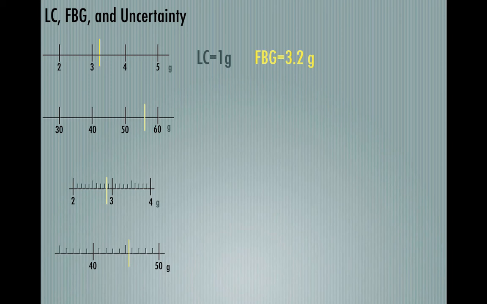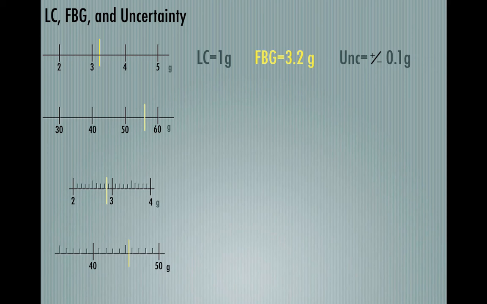Well, if you look at the 3.2, where's the guess? The 0.2. And the guess is the thing that you're uncertain about. So your uncertainty is in the same place as your guess, and you get an uncertainty of plus or minus 0.1 grams. You don't have to have the 0 in front of the 0.1, but it's a good habit to get into. It draws the reader's eye to the fact that there's a decimal point there. So it's a good habit to get into.